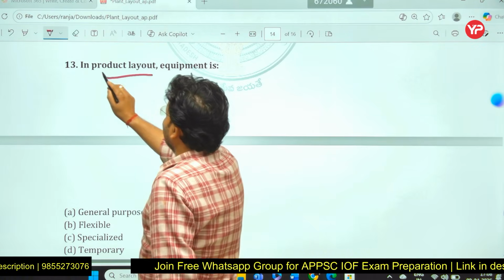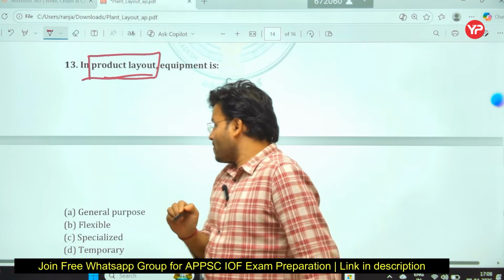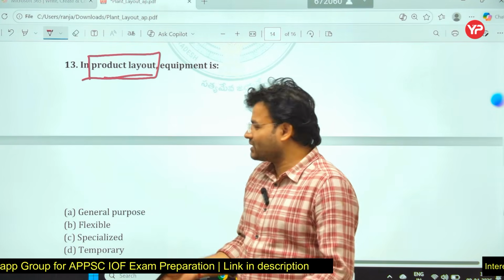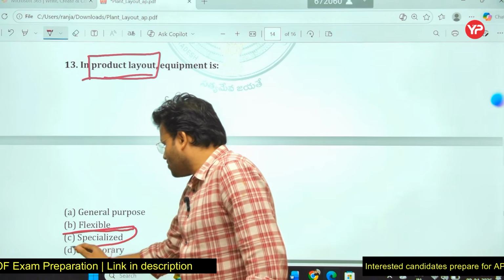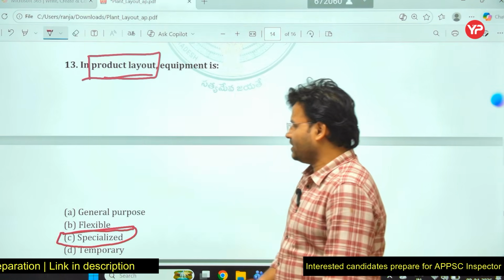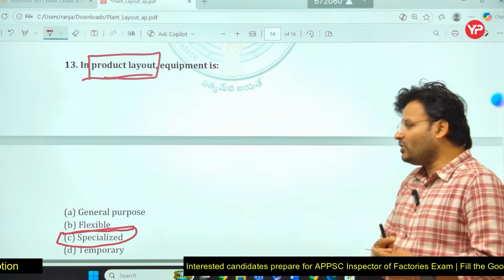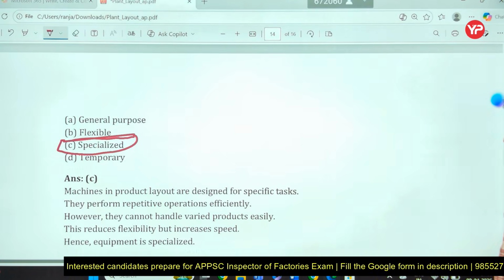In product layout, you talk about process. This is product layout. Obviously, no, that is not flexible. Product layout means line, so it will be specialized. So C is the right answer, specialized. In product layout, equipment is not general purpose or flexible, it is specialized. So C is the right answer.